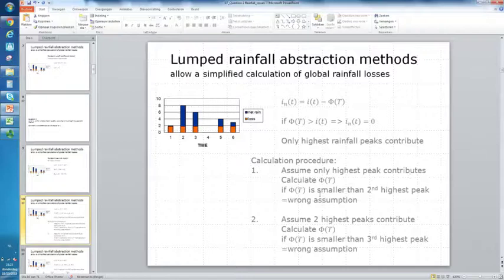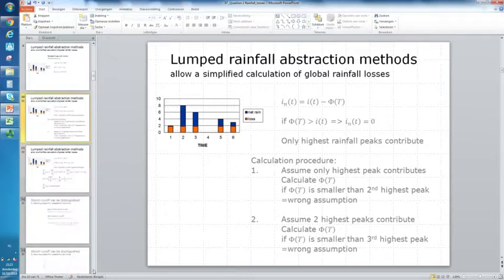We calculate the phi value based on that assumption, and if the phi value is smaller than the second highest peak, we knew that the assumption was wrong. And we go on like that with 2 peaks, 3 peaks, 4 peaks if necessary, and each time we check if our assumption was correct.